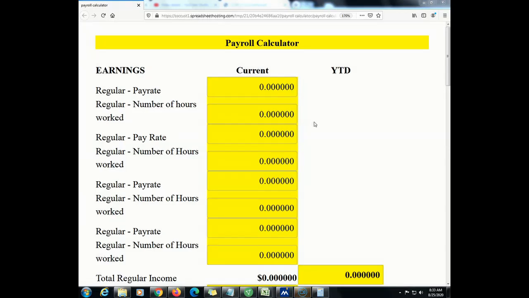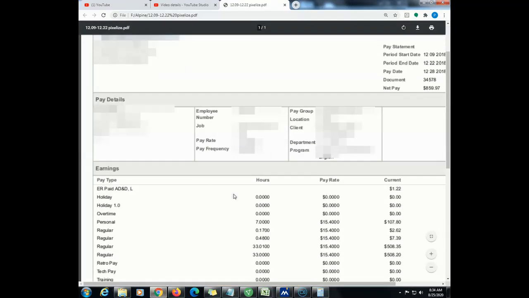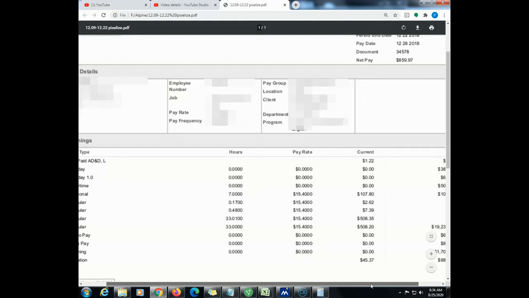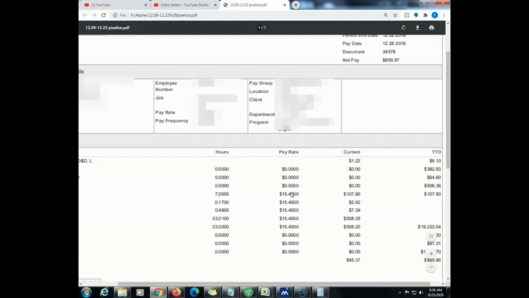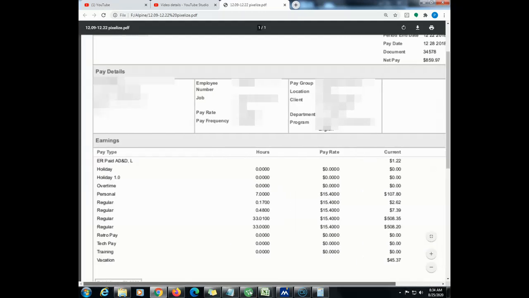Alright, so in this video, we're going to be using what's called your payroll calculator. To use this calculator, you will need your regular pay rates. Let's say your regular pay rate on this sample pay stub is $15.40.